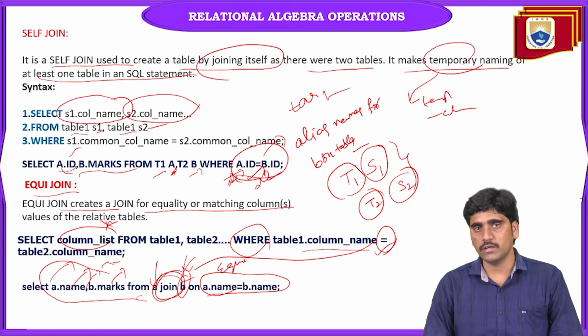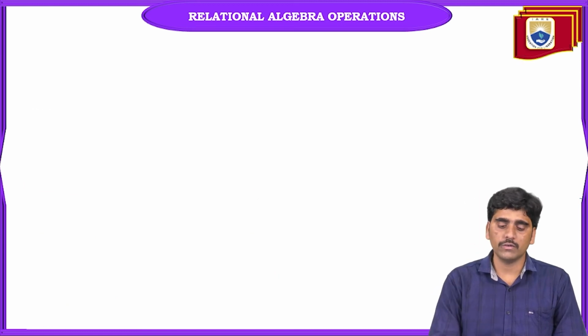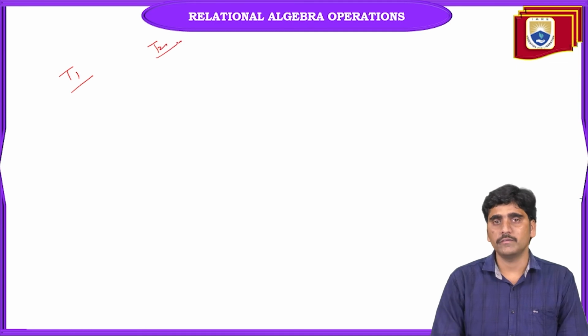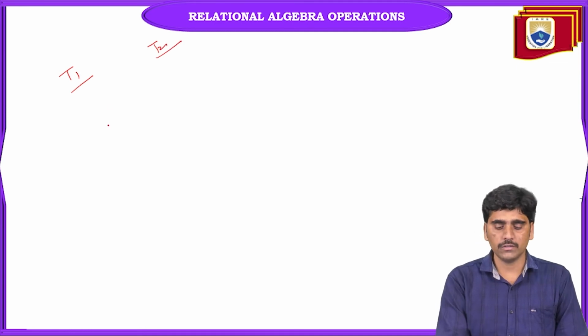And self join, right? Now we are going to look at one example. We'll take T1 as one table and T2 as another table.